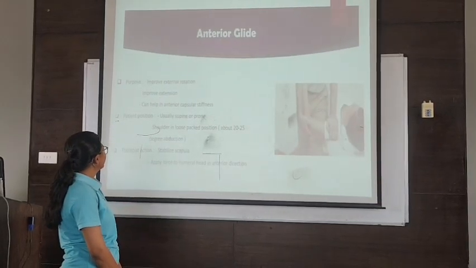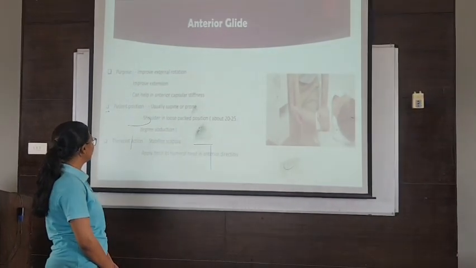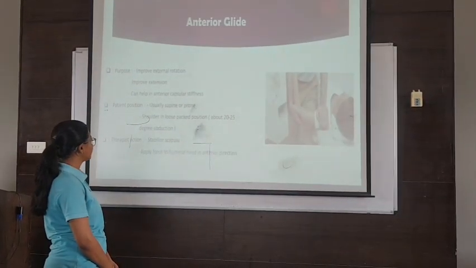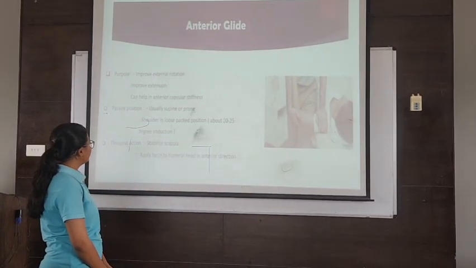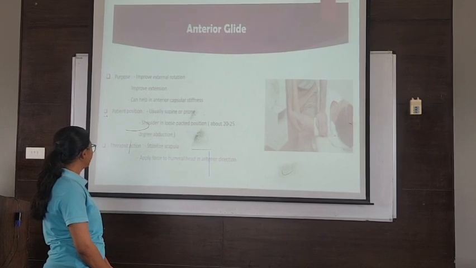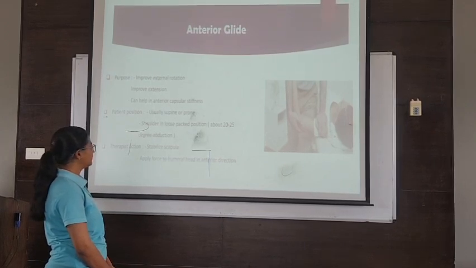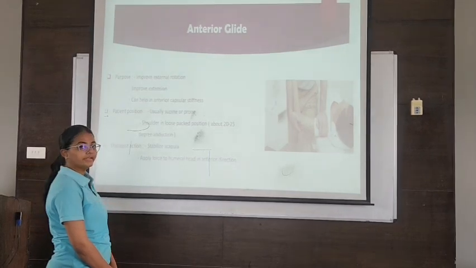Anterior glide. Purpose: improves external rotation, improves extension, can help in anterior capsular stiffness. Patient position: usually supine or prone. Shoulder in loose pack position, about 20 to 25 degrees abduction. Therapist action: stabilizes the scapula and applies force to the humeral head in the anterior direction.